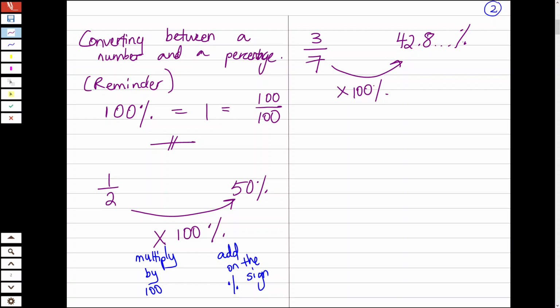All right, do you feel confident that you can do this? Can you multiply by 100 and slap on a percent sign? I think you can do that. I have great faith in you and great confidence in you. All right.